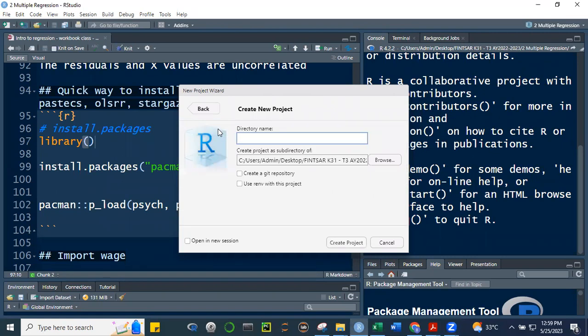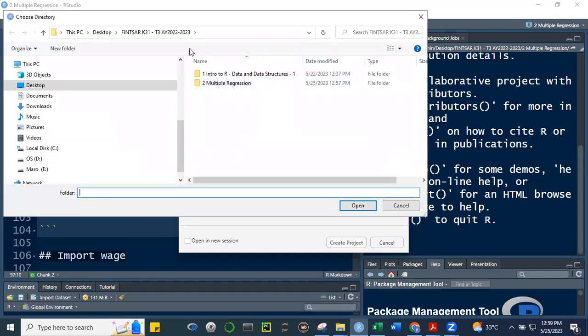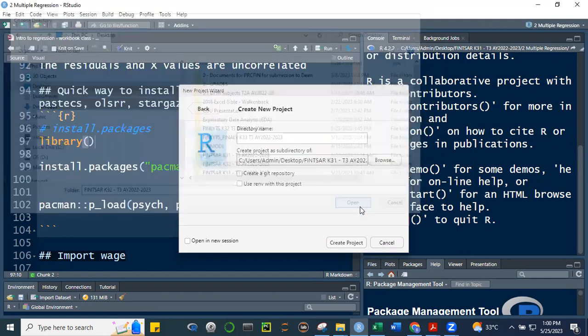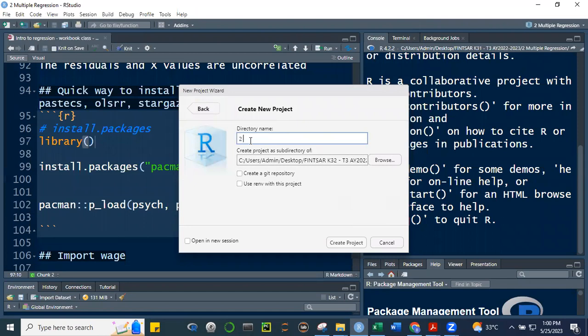Okay. So File, New Project, New Project tayo, no? And then yung sa subdirectory siya, subdirectory ng, of course, let's use yung FINTSAR K32 natin, no? Yan. FINTSAR K32, open, and then directory name, let's put it multiple linear regression. Okay. Create a project as a subdirectory of FINTSAR K32. Okay. All right.